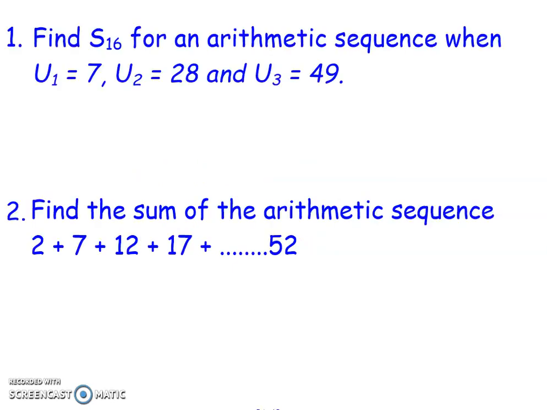So here you go. First question, I want the sum to 16 terms for the arithmetic sequence when I give you the first three terms here. And then the second one, slightly different. I want you to find the sum of the arithmetic sequence given by 2 plus 7 plus 12 plus 17 all the way up to plus 52. So pause the video and have a crack at both of those.